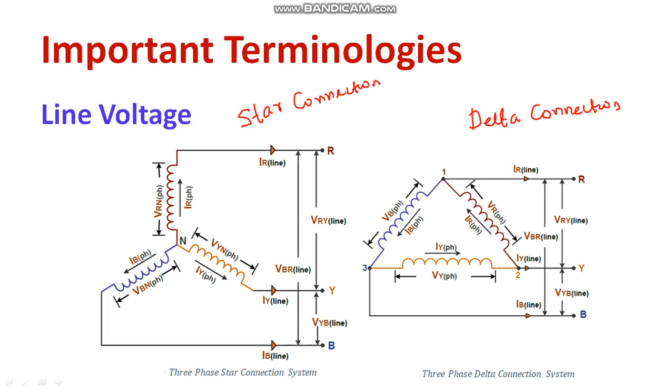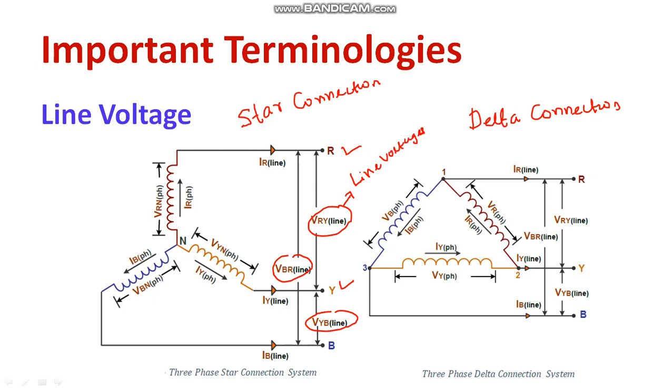Look at the star connection. This is R line, Y line, B line, or first line, second line, third line. Look at the voltage across two lines. Voltage across R and Y, this is VRY. Voltage across Y and B means VYB. Voltage across B and R is indicated by VBR. These are called line voltages. Hope you got it. These are the line voltages of the star connection.